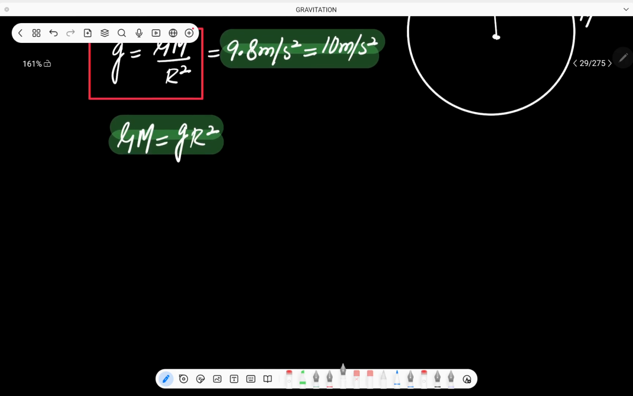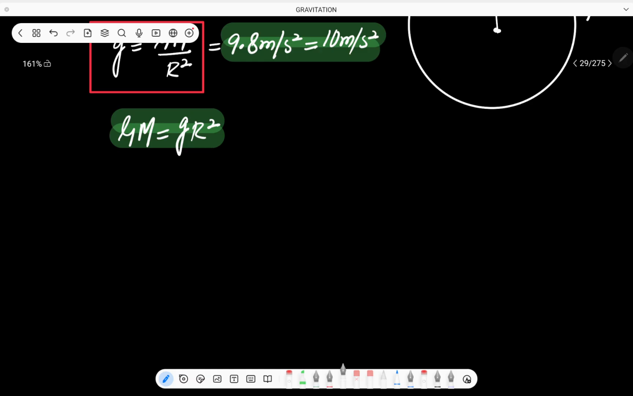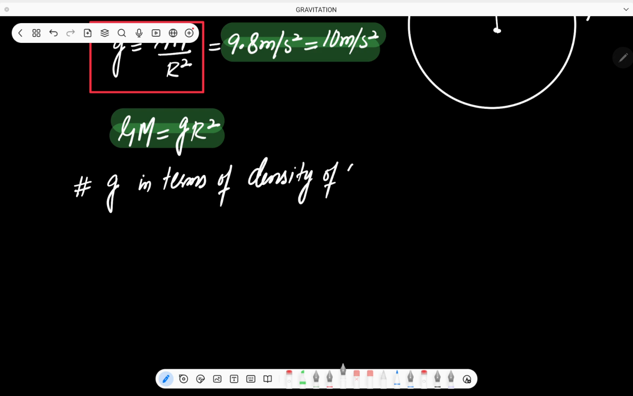Okay, fine. One more important point is acceleration due to gravity g in terms of density of earth. In terms of density of earth, and when I say earth, I mean every single planet. I have to write acceleration due to gravity in terms of density of the planet. How can I do that? Simply, I will first of all define density. Density is denoted by rho.